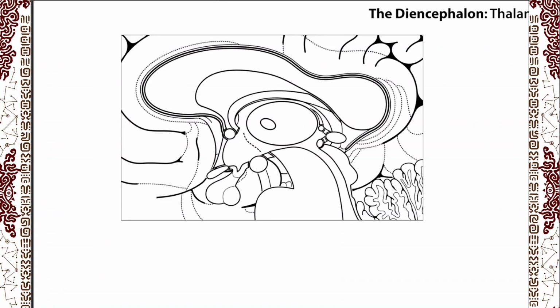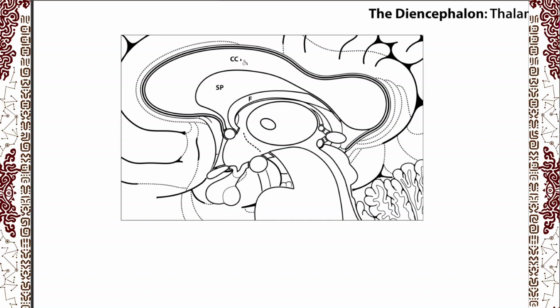Here we have an illustration zoomed in on the mid-sagittal section of the brain. Before we begin our discussions of the diencephalon, let's label a few of the prominent structures of the telencephalon, which we discussed in our previous topic. The corpus callosum, here labeled CC.